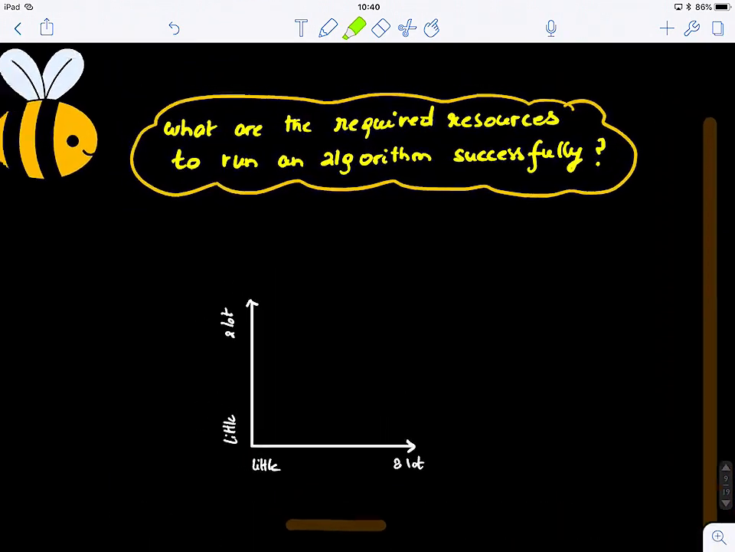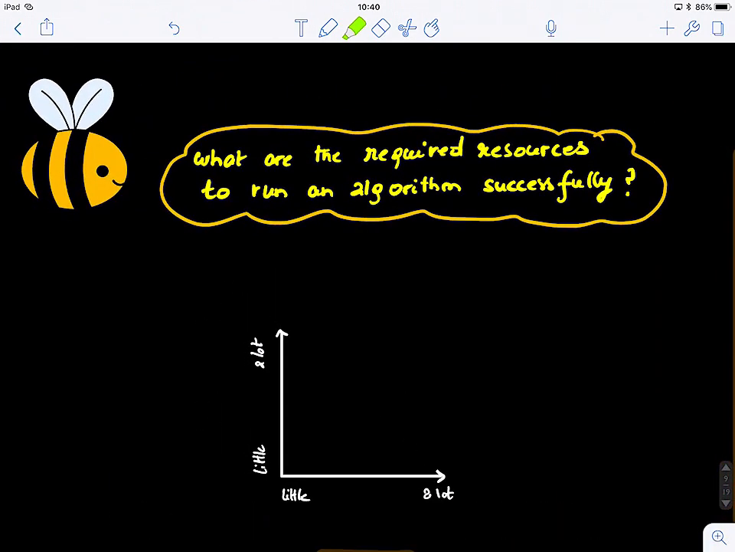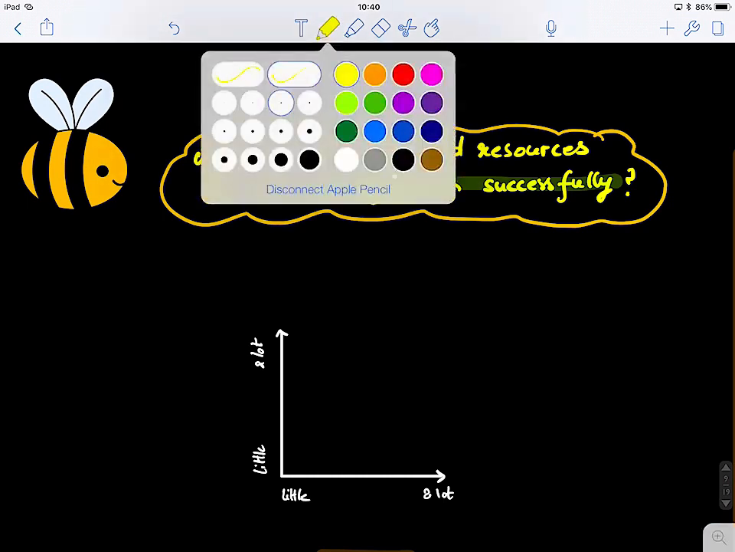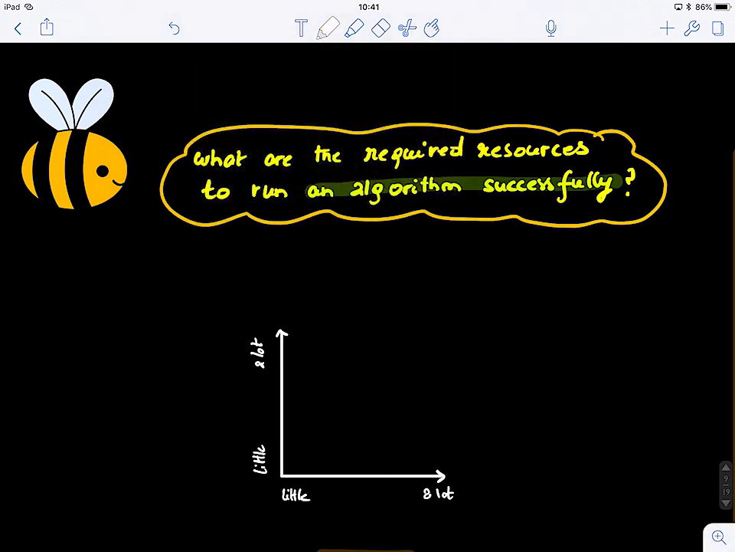So what are the required resources to run an algorithm successfully? Where does an algorithm live? What are the resources you use to run an algorithm? So simple. Memory space, you're using a computer. Okay, so you have a memory space. What else? You need a set of data. Data, that's to run the algorithm.